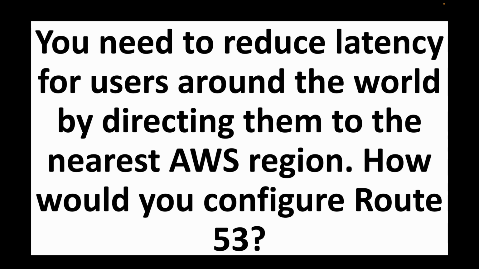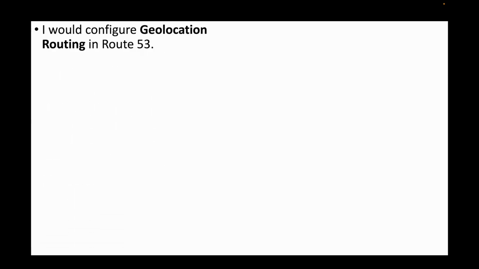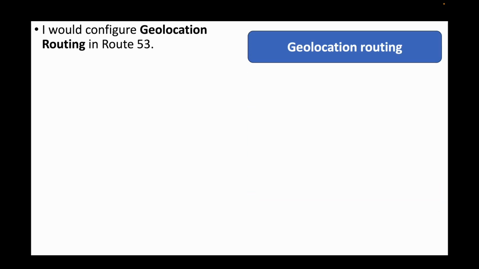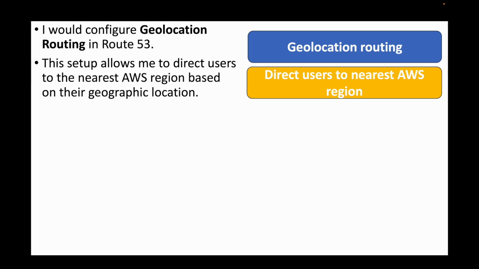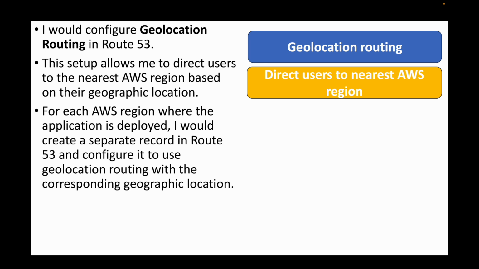The next question we have is, you need to reduce latency for users around the world by directing them to the nearest AWS region. How would you configure Route 53? So for this, we can make use of your geolocation routing policy. So that's another routing policy that you have. Now with this, you will be basically directing the users to the nearest AWS region based on the geographic location of the users. So like if your users are in, let's say, India, then your traffic will go to the Mumbai region.